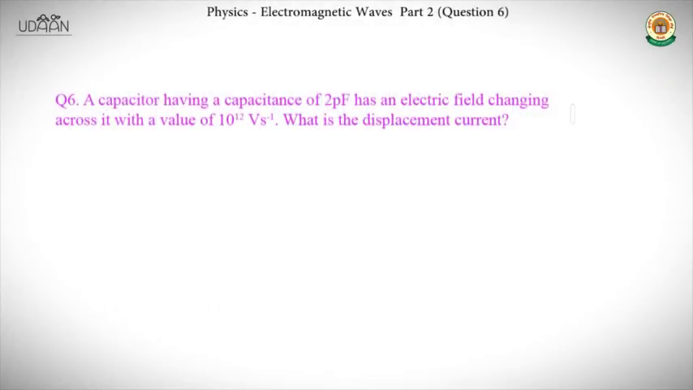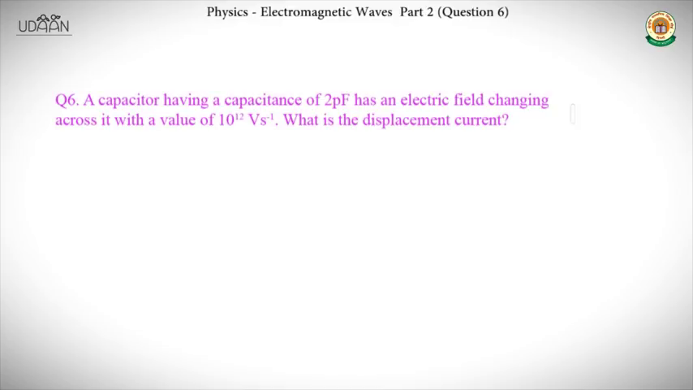Now question number 6 says a capacitor having a capacitance of 2 picofarads has an electric field changing across it with a value of 10^12 volt per second. What is the displacement current? So this is a question that you might have come across in your electricity chapters, but since this is related to this chapter, I am just going to give you a brief revision of this question in this chapter also.